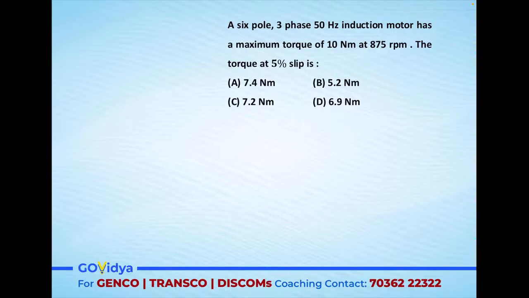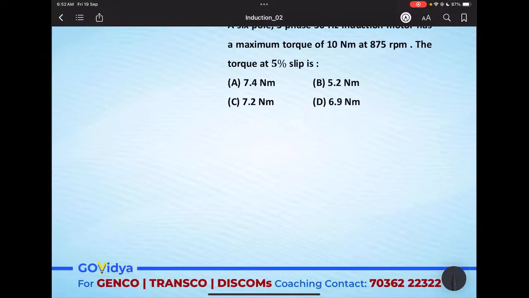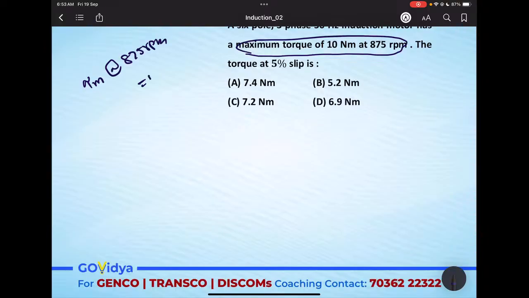Six poles given, frequency is 50 Hz. So they are telling maximum torque of 10 Newton meter at 875 rpm. Okay, we know that maximum torque at 875 rpm is 10 Newton meter. This is the given data. What they are asking: torque at 5% slip. Okay, torque at 5% slip we need to calculate.